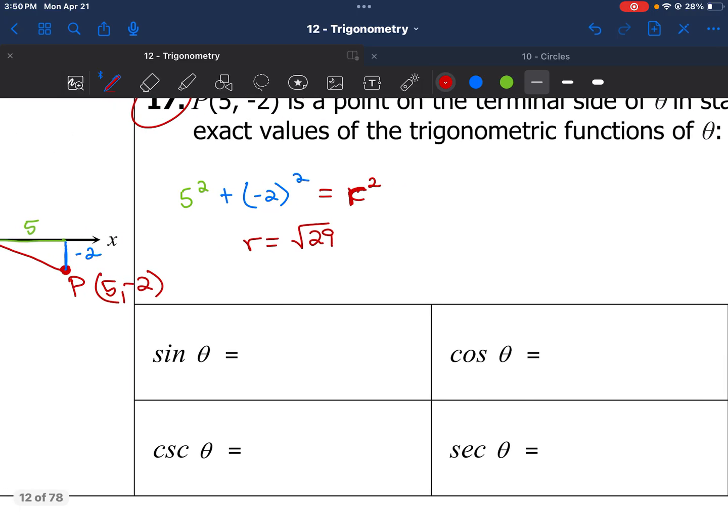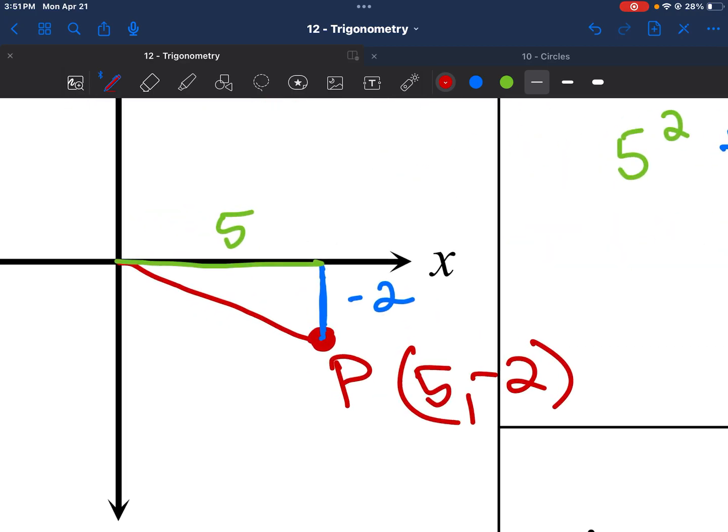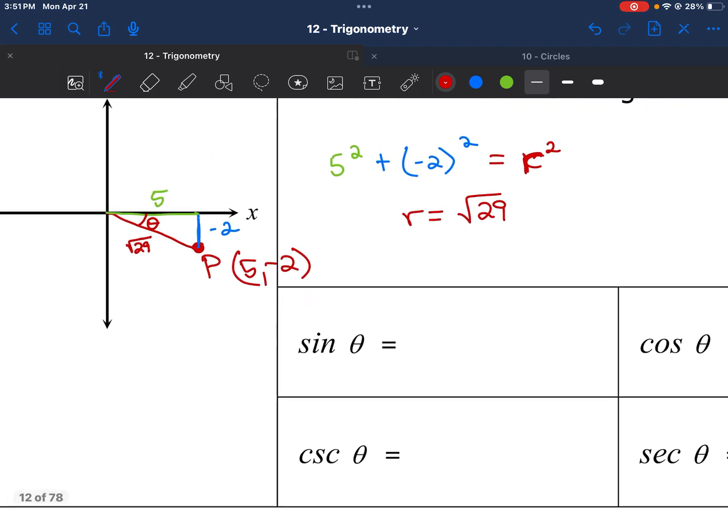So now, to figure out what all my values are going to be, my theta has got to go in the acute angle closest to your origin. So this will be my theta right here. So this tells me that negative 2 will be my opposite, 5 will be my adjacent, and root 29 will be my hypotenuse. So when we set all these things up, sine of theta, opposite over hypotenuse, will be negative 2 over square root 29, which we're going to simplify. We're going to rationalize the denominator and make this negative 2 root 29 over 29.